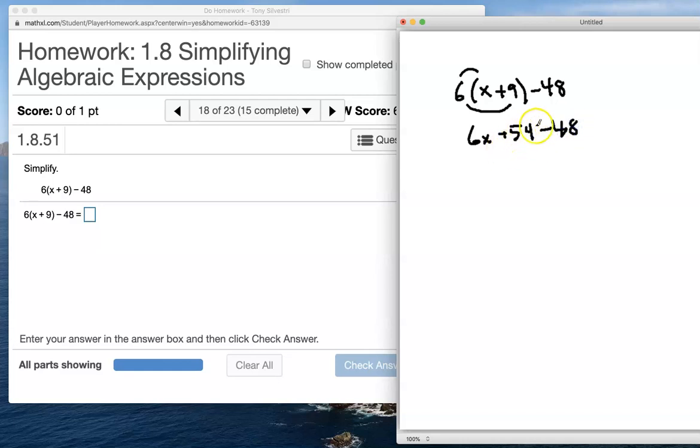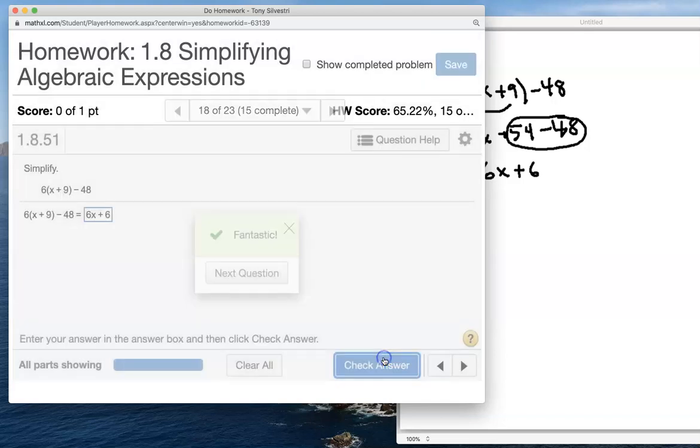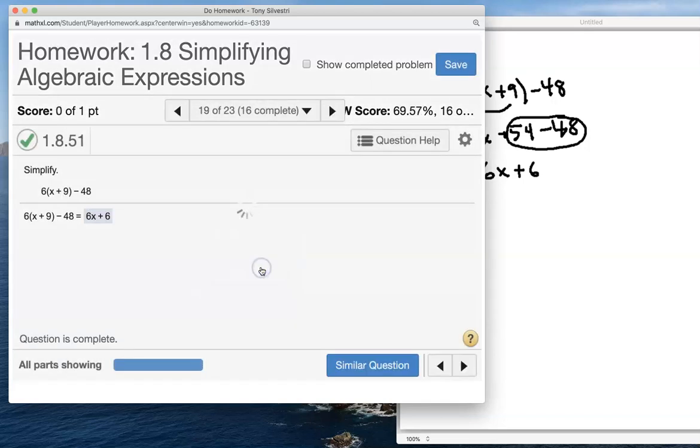And the only things that are like terms are the numbers. 54 minus 48. What does that equal? I'm thinking about 6. 6x plus 6. So that's what I'm going to write down. 6x plus 6. Check your answer. Fantastic.